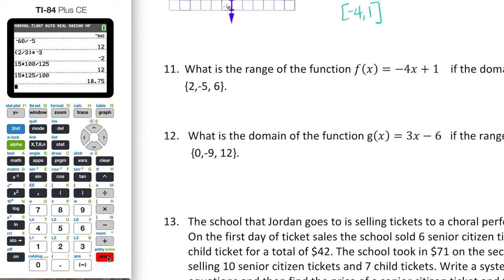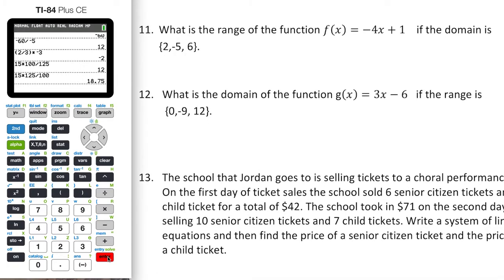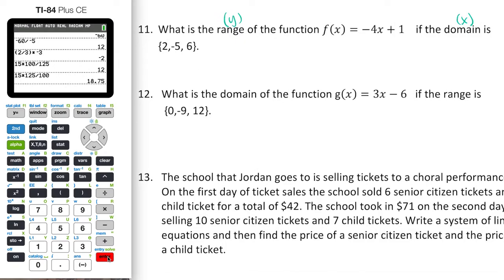All right, number 11, what is the range of the function f of x equals -4x plus 1 if the domain is 2, -5, and 6? So again, our domain is our x coordinates, our range is our y's. So basically what it's asking us to do is solve for y if we plug in this x 3 different times. So we're going to have y equals -4 times 2 plus 1. So that's plugging in our first of 2. So we're going to have -8 plus 1, -7. So there's one value.